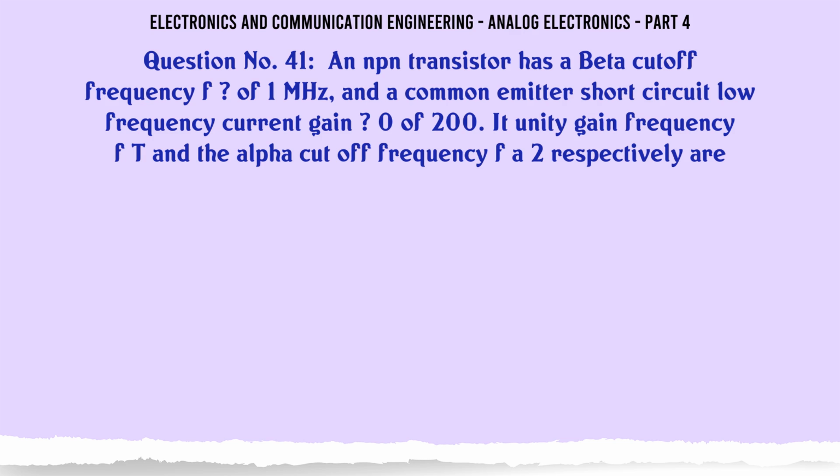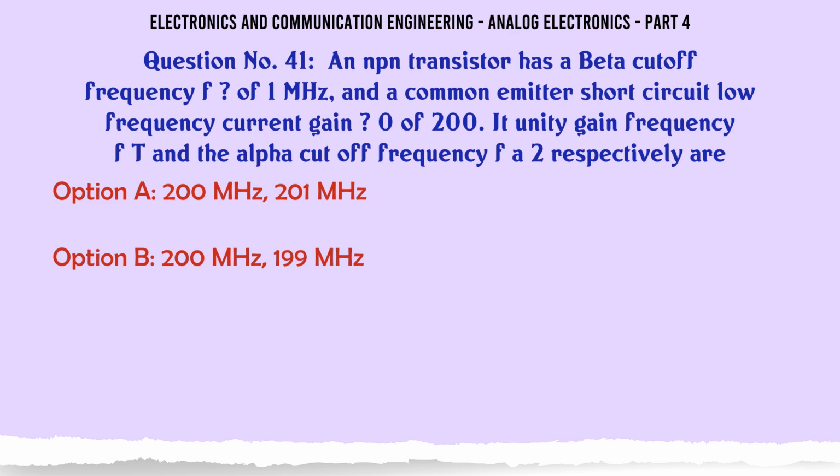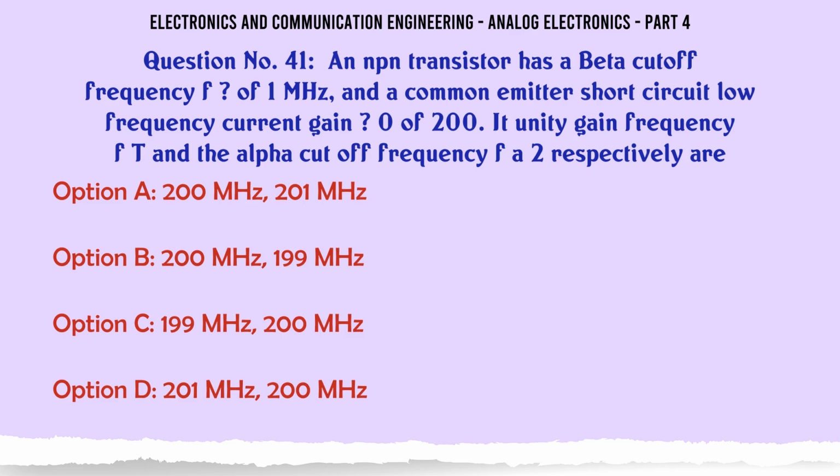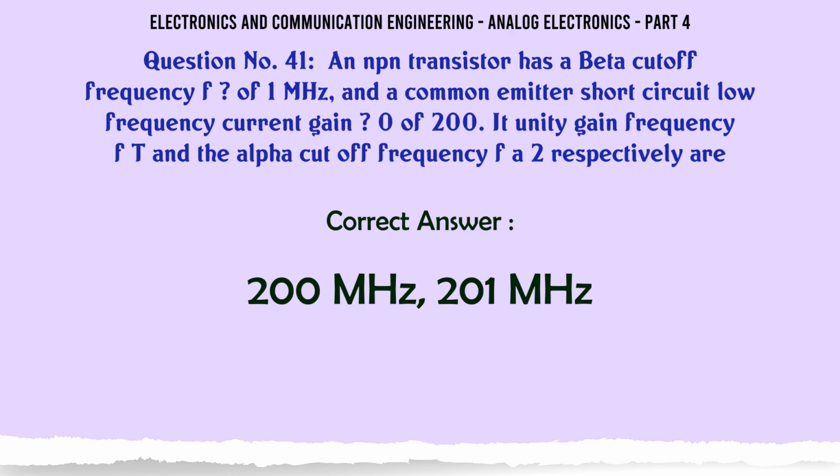An NPN transistor has a beta cutoff frequency fβ of 1 MHz and a common emitter short circuit low frequency current gain β0 of 200. Its unity gain frequency fT and the alpha cutoff frequency fα respectively are A) 200 MHz, 201 MHz, B) 200 MHz, 199 MHz, C) 199 MHz, 200 MHz, D) 201 MHz, 200 MHz. The correct answer is 200 MHz, 201 MHz.